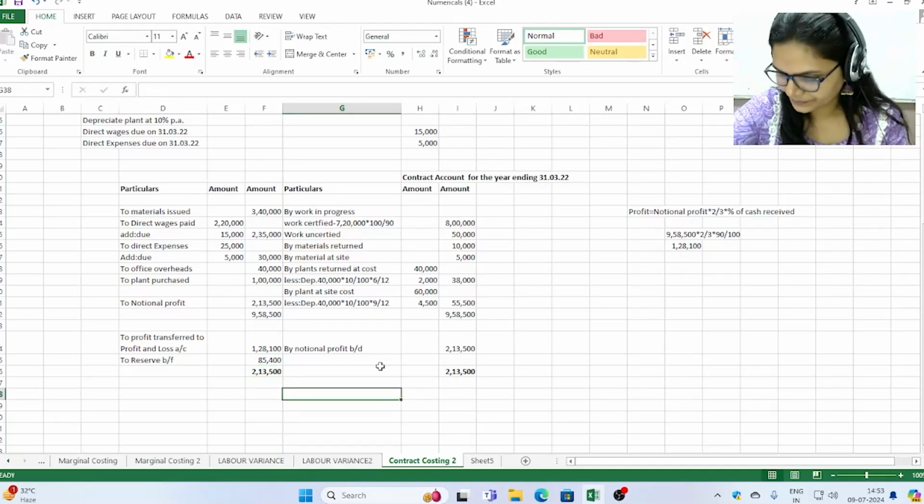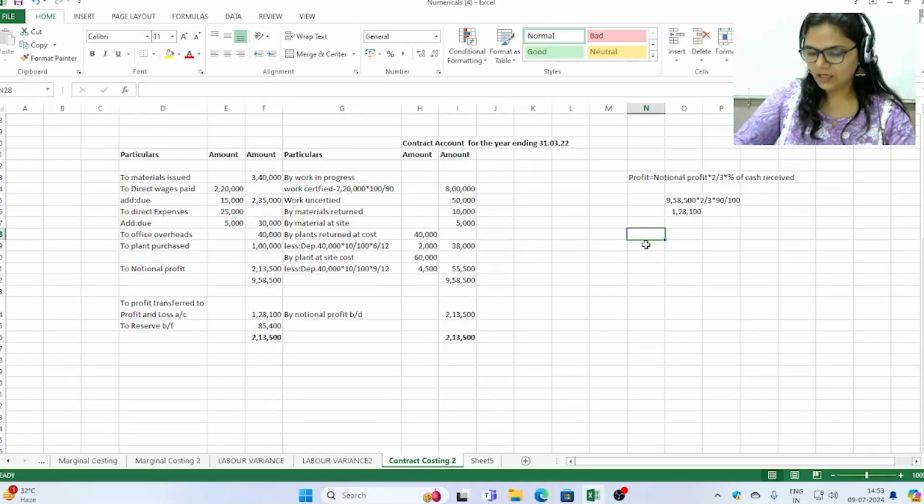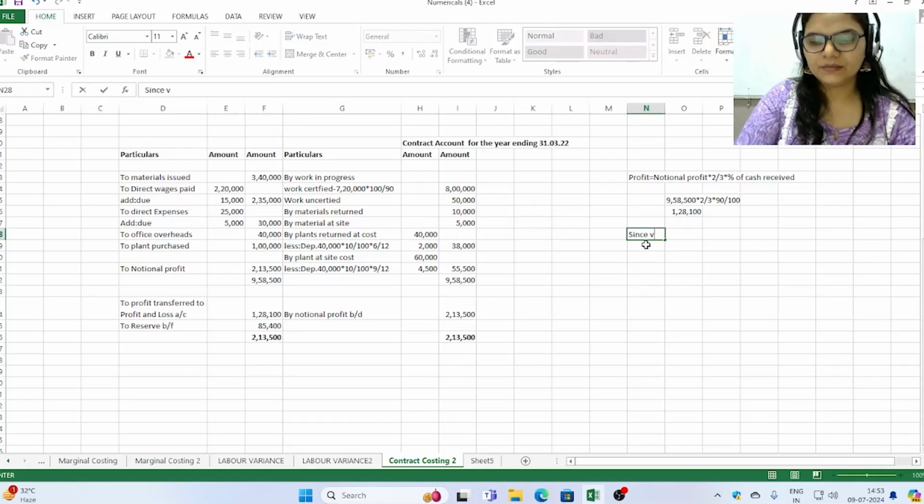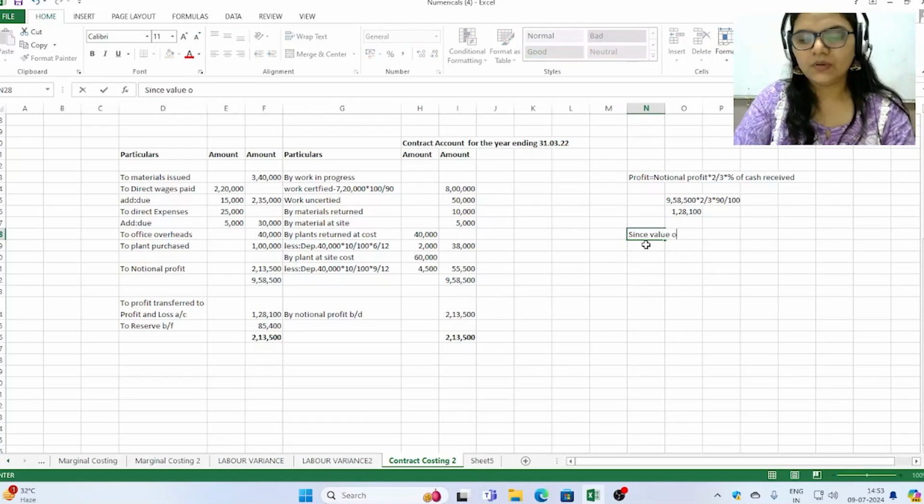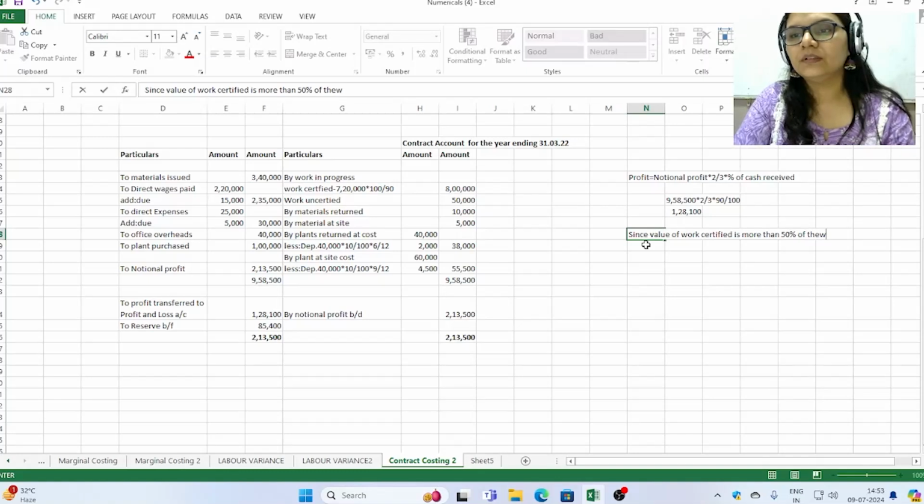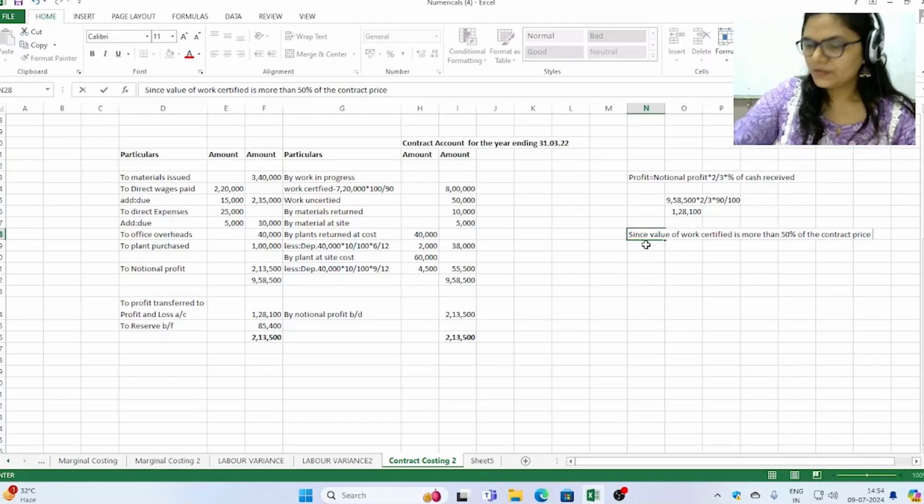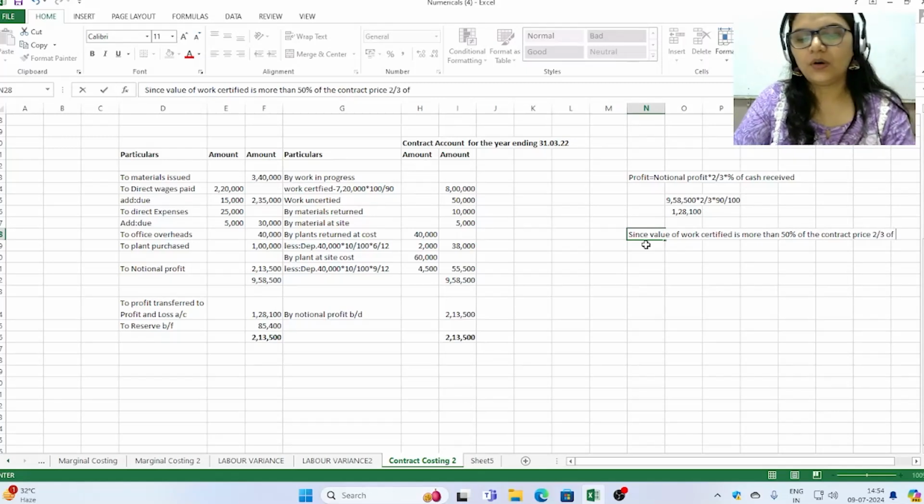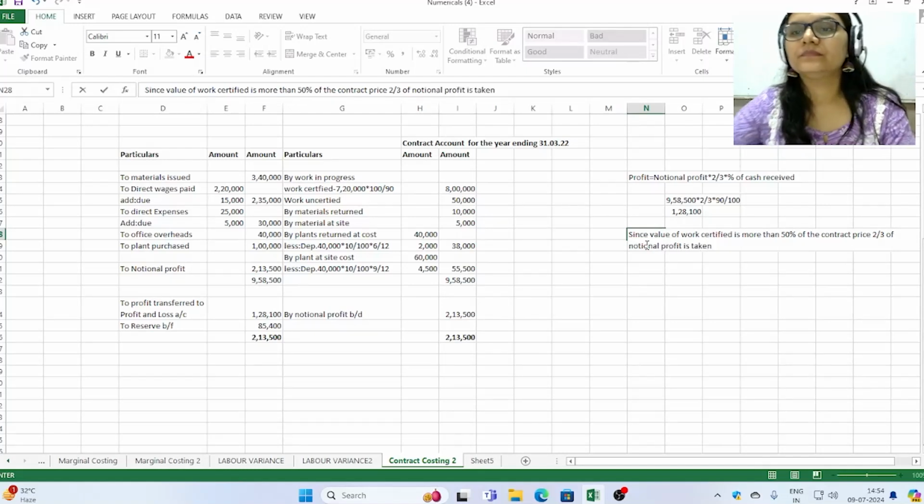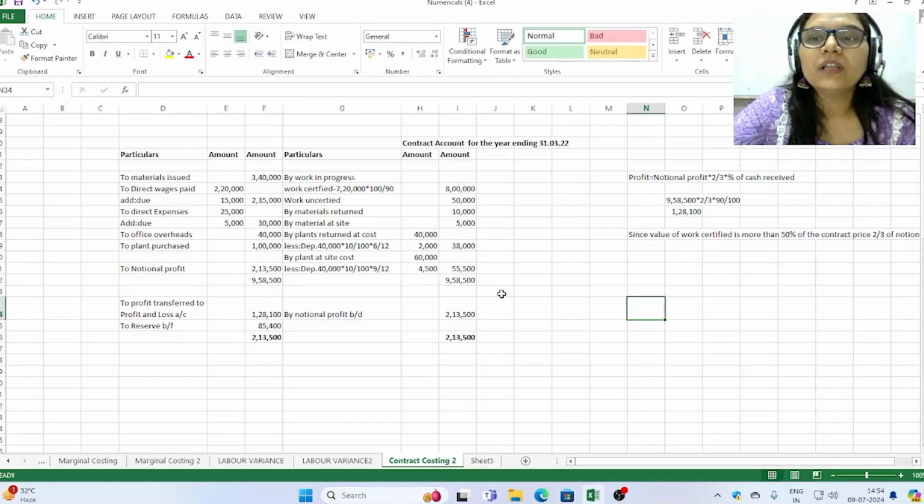Now, you can write some explanation: since the value of work certified is more than 50% of the contract price, 2 by 3 of the notional profit is taken. So this is all about the contract.